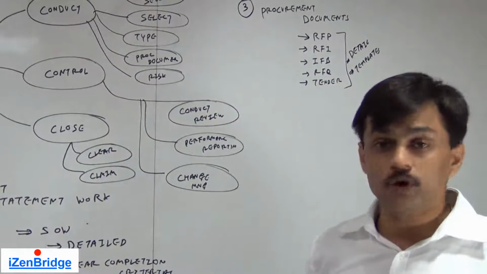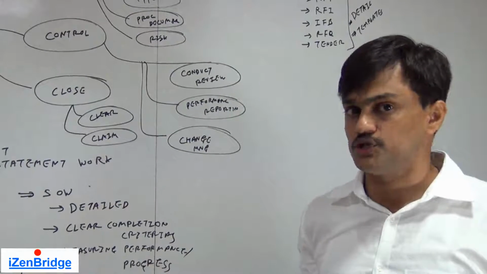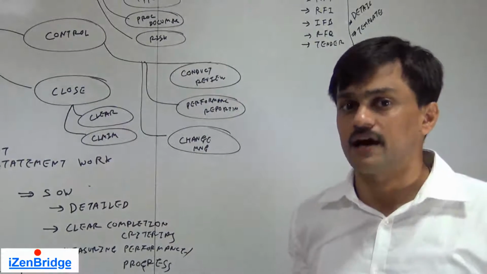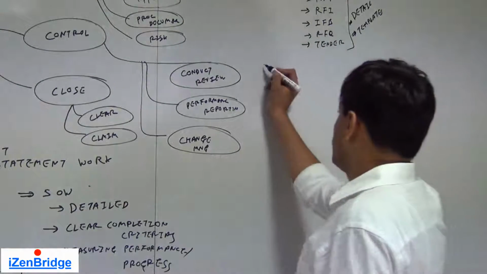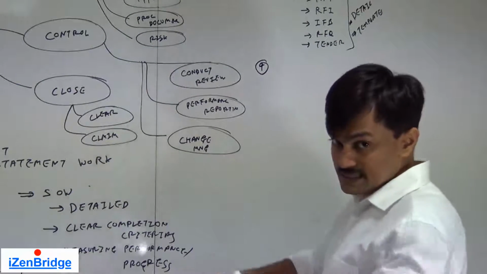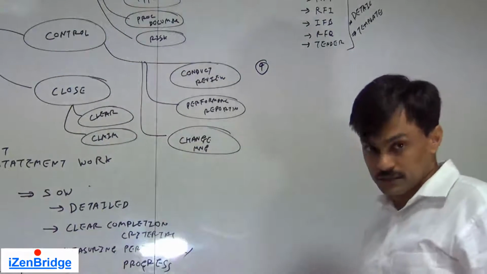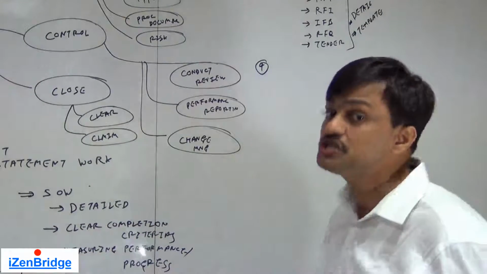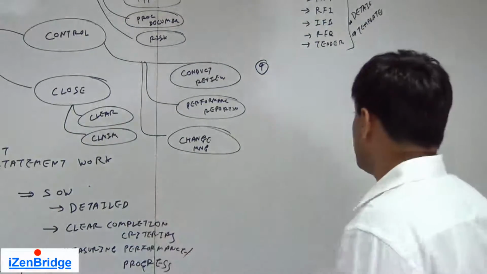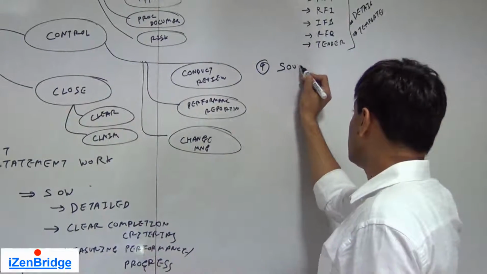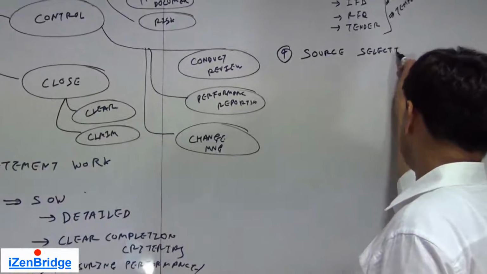Now another, source selection criteria. You did make or buy analysis, you did market research, and from market research you found out what kind of vendors are available for a given service. As an output, you may want to tell the second process, which is conduct procurement, what type of vendors are eligible for quoting or doing this procurement work. So source selection criteria is all about that.